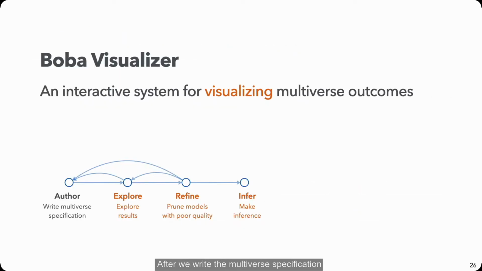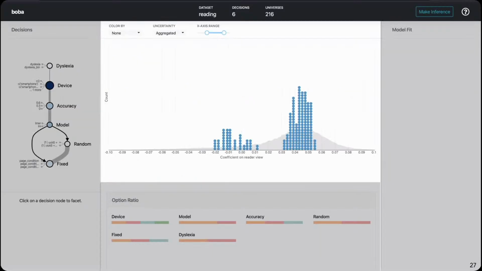After we write the multiverse specification and execute the output files to get a collection of results, we would like to explore the results to answer our question. Does the reader view improve reading speed? How reliable is the effect? To do this, we will load the outcomes into the Boba visualizer.